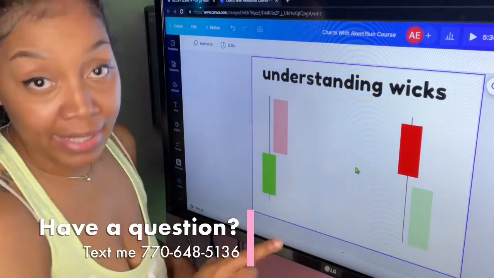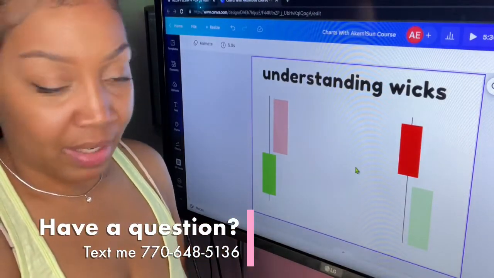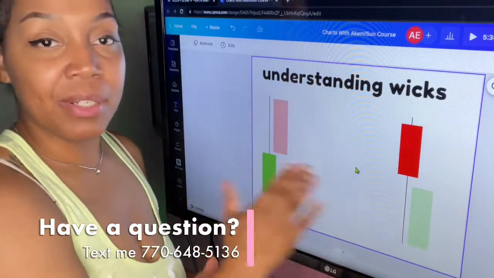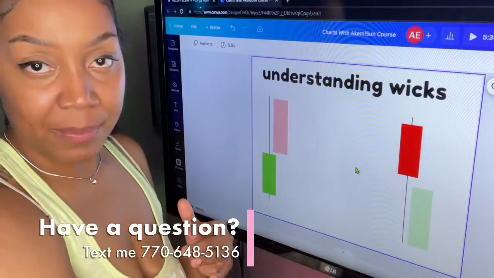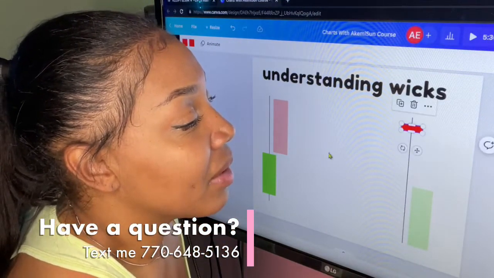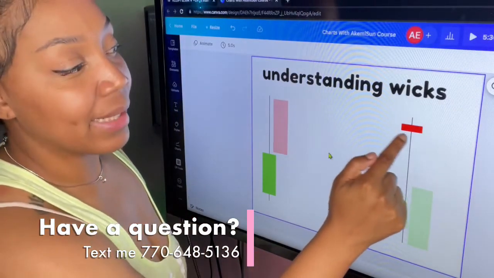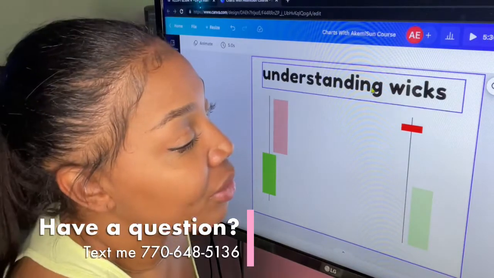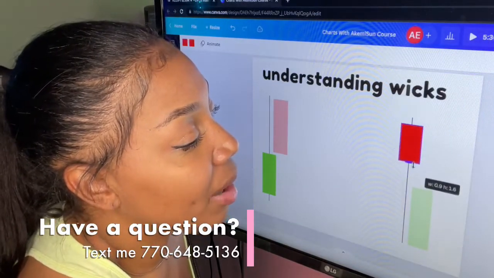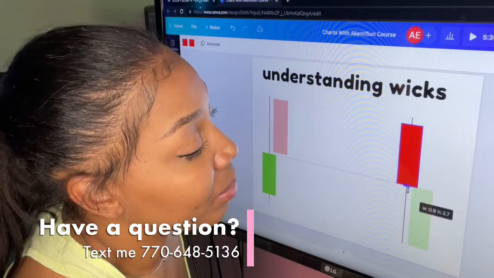Okay? Red candle, you guys. A red candle is the exact same way. Everything is pretty much the same, it's just opposite. So when you have a red candle, what happened? It opened at the top. And what is it doing? The sellers are bringing the candle down, bringing the candle down, bringing the candle down.